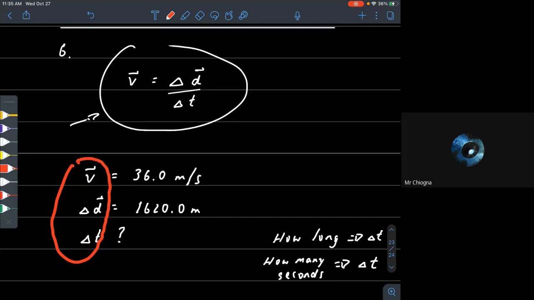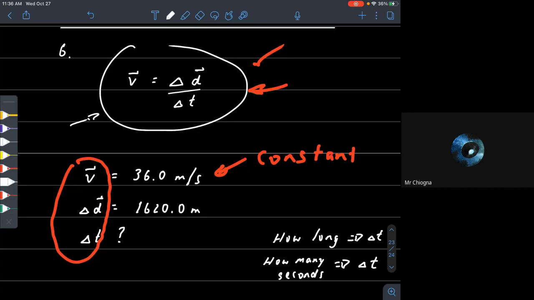The list will tell you the formula. The formula will contain all the variables in the list. They have to match up. Also, this is constant. Constant means this equation can be used. Remember, that is the equation for constant velocity. So it all fits.